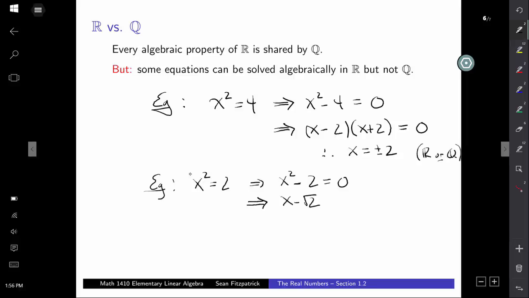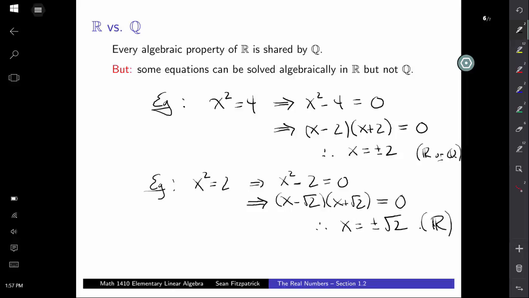Over the real numbers, I'm allowed to take square roots, and so I can write this as x minus the square root of 2 times x plus the square root of 2 equal to 0. And I can say that must mean that x is equal to plus or minus the square root of 2. Okay. And so this is something which we can only solve over the real numbers. We can't possibly solve that over the rational numbers.